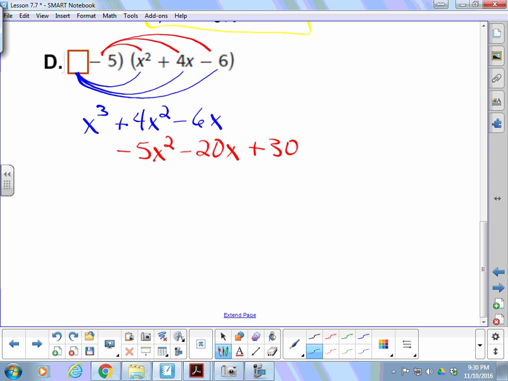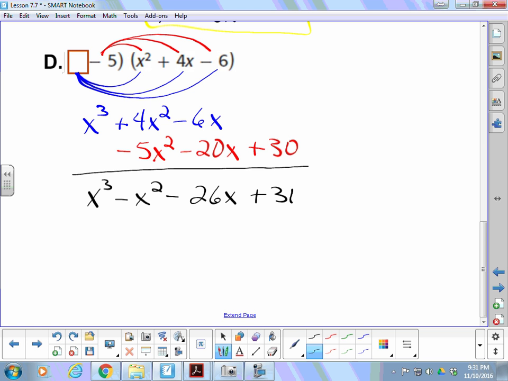So when I put them together, I have x cubed, bring that down. 4x squared minus 5x squared is negative x squared. Negative 6x minus 20x is negative 26x. And then my plus 30. So we've got multiplying a monomial using the distributive property to multiply a monomial times a polynomial.